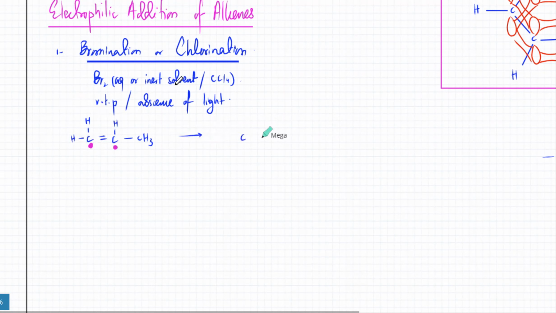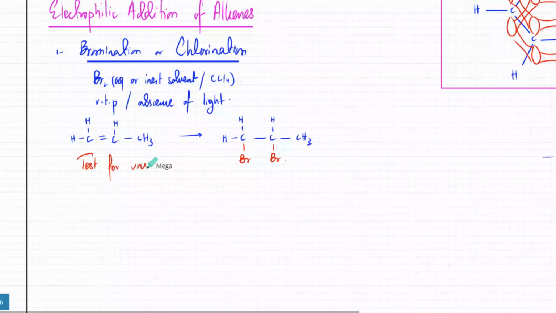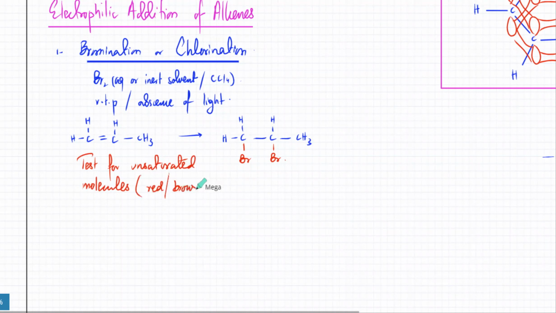So the reaction would be that you would have H, H, and this was CH3. What was the significance, or importance, of this reaction? What do you use this reaction for? Identification of unsaturated molecules. Yes, it was a test for unsaturated molecules, and red-brown Br2 would get decolorized. So that's about it, and you had to know the mechanism of this reaction as well.